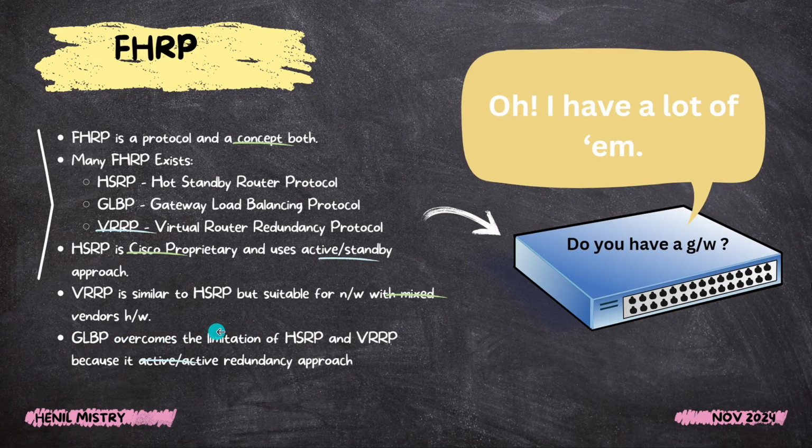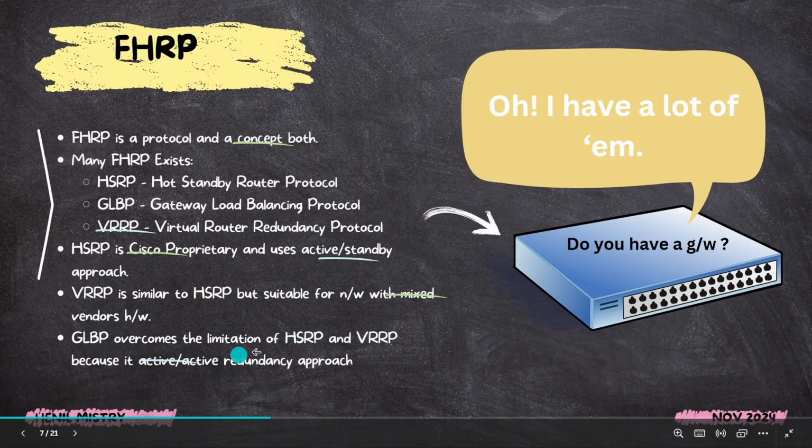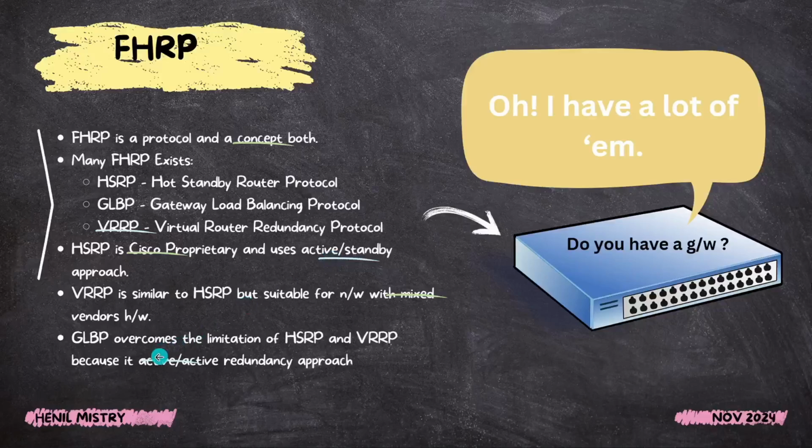The difference between HSRP, VRRP and GLBP is that GLBP uses an active-active redundancy approach rather than active standby. There are multiple active gateway IPs, you can contact any one of them, and you will be able to get out of any point, and that will work perfectly.